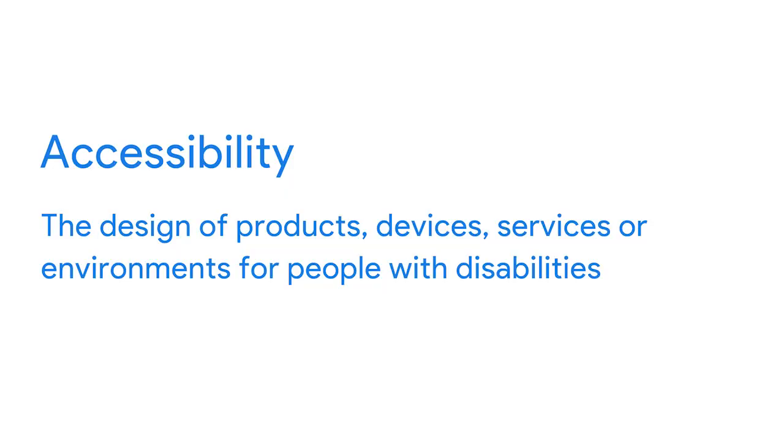First, we'll review what accessibility means in the field of UX design. Then we'll discuss how many people have a disability globally. Finally, we'll go through 3 ways to think about disability. Let's recap. The term accessibility refers to the design of products, devices, services, or environments for people with disabilities.